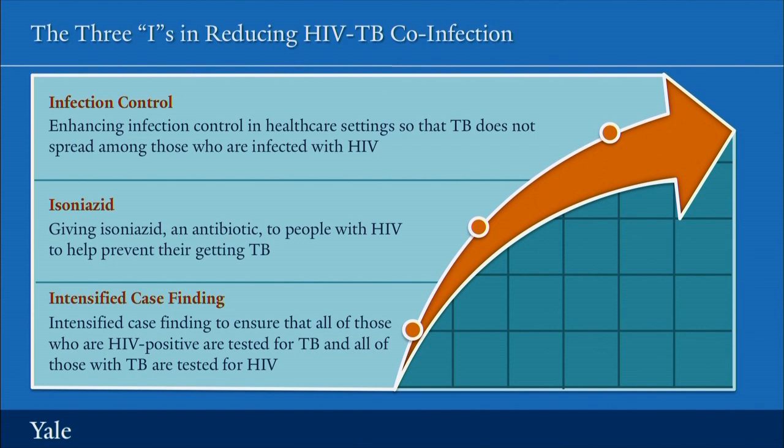Second, there's the recommendation that isoniazid, which is a tuberculosis drug, be given to people with HIV to help prevent them from getting tuberculosis. And third, there's the idea, again, of intensified case finding, as I mentioned, that all people with TB should be tested for HIV, and all people with HIV should be tested for tuberculosis as well.